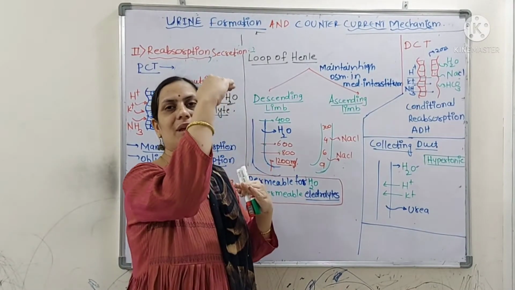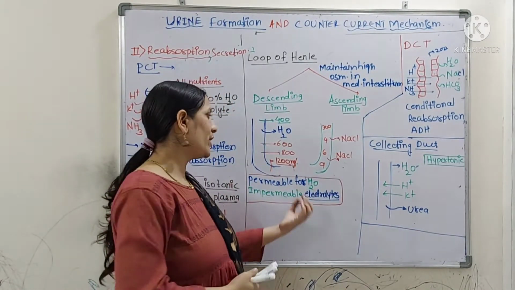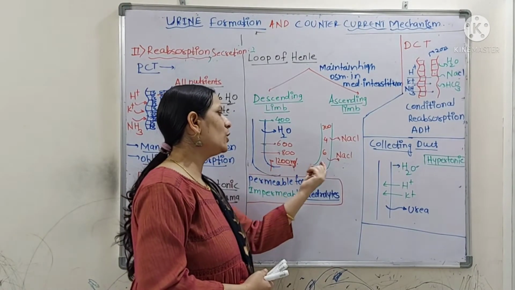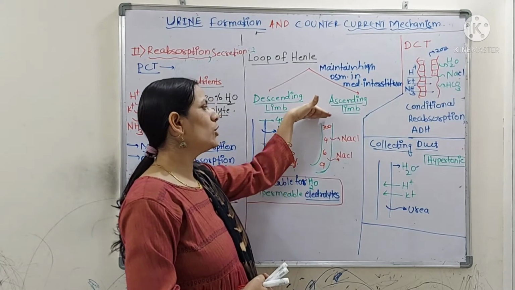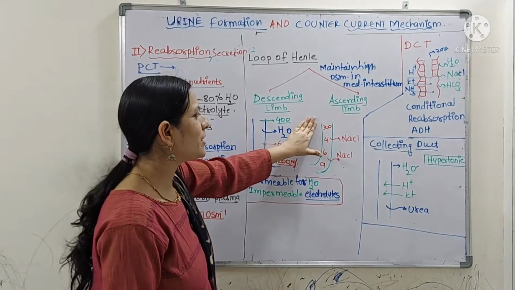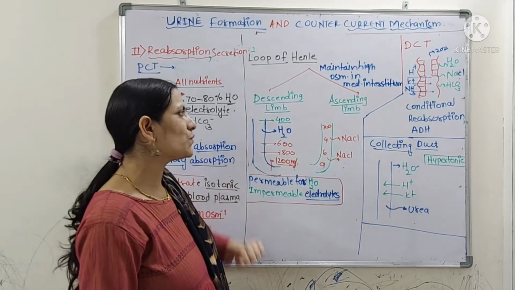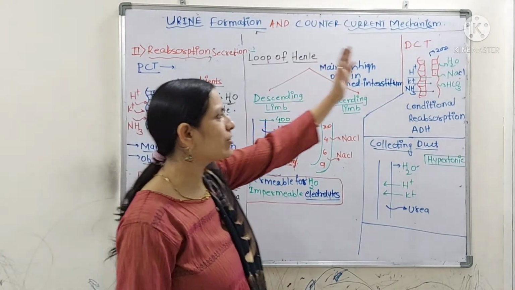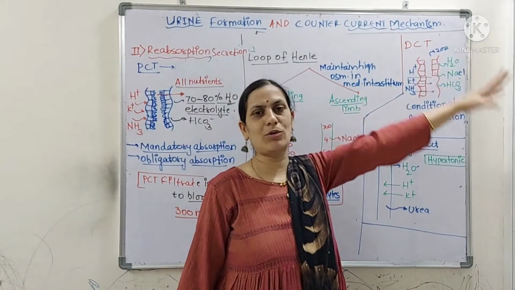As it ascends in the ascending limb of the loop of Henle, slowly it will be getting diluted. So right from the end of the descending limb, if you check, from 1200 to 900, 600, 400, and at the end of the ascending limb of the loop of Henle, the osmolarity will be 300 milliosmol. Now, whatever filtrate is there from the ascending limb of the loop of Henle will be going to the next part, which is in the cortex, that is the distal convoluted tubule.